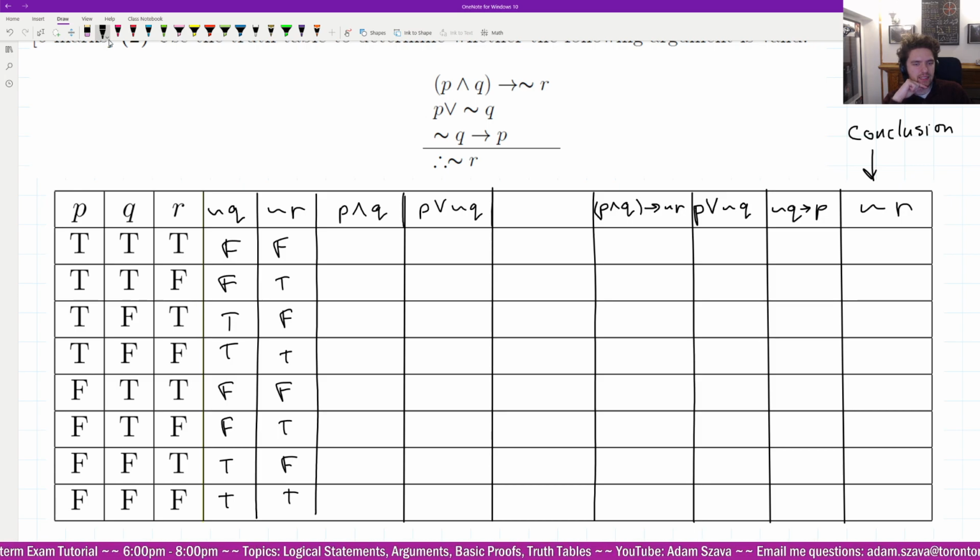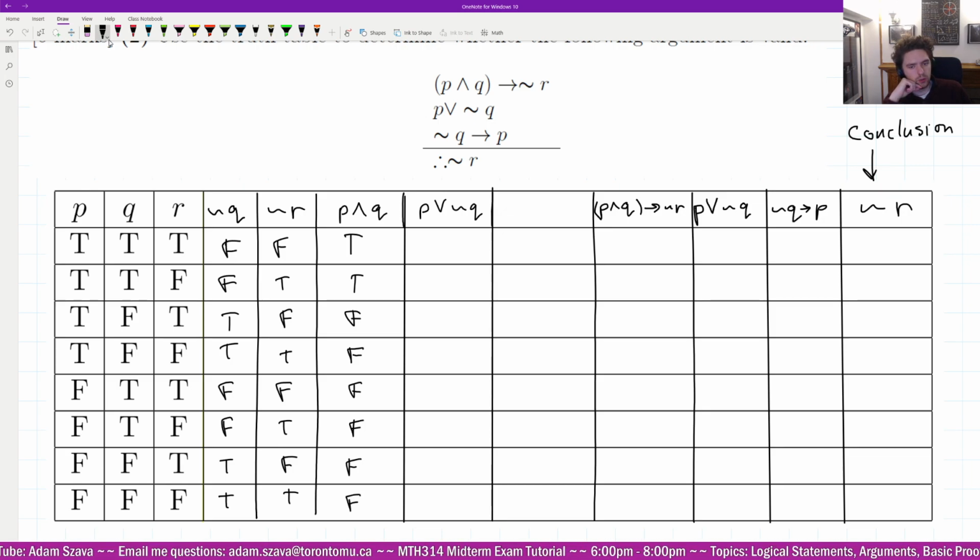Anyways, so the and connective, P and Q. P and Q, true. P and Q, true. P and Q, false. P and Q, false. P and Q, false. P and Q, false. P and Q, false. Great.